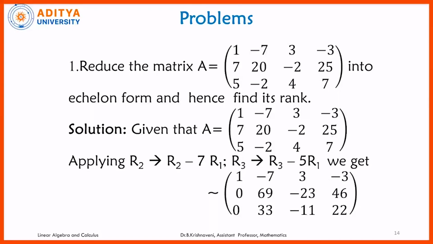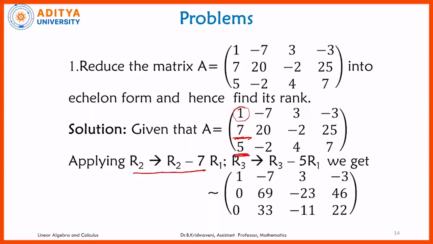Here, how to do this: first we need to fix the first row first element as the pivot element. Now with the use of this element, we need to make the elements below it zeros using row operations. For that, what operation do we have to use? In order to make this 7 a 0, I have to use R2 as R2 minus 7R1. If we multiply 7 with R1 and subtract, then the value will be equal to 0.